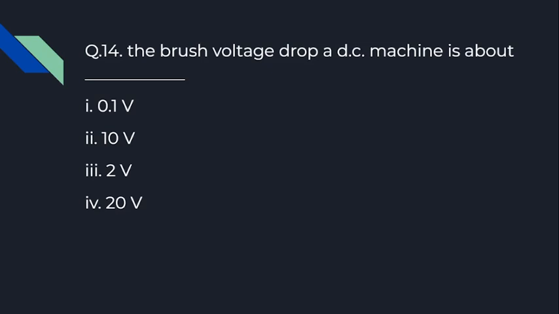The brush voltage drop of a DC machine is about dash. See, the brush voltage drop will be a very small amount. It will not be 0.1 or 10. It will be in the range of 2 volts. So the brush voltage drop in a machine will be about 2 volts. Option 3 will be the answer for the question.